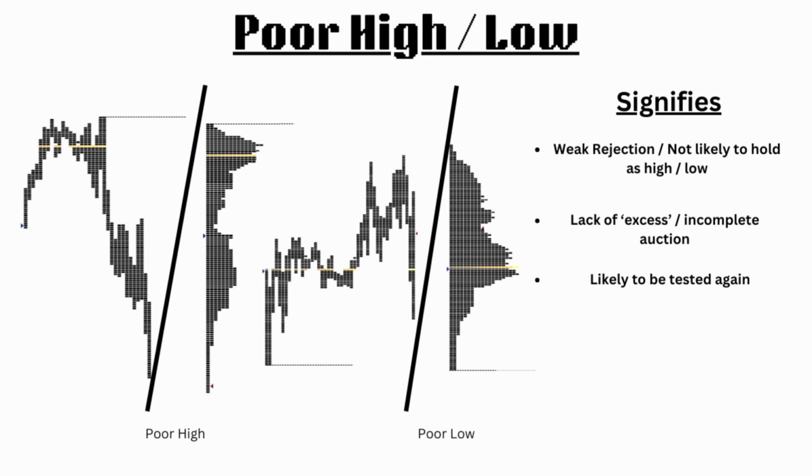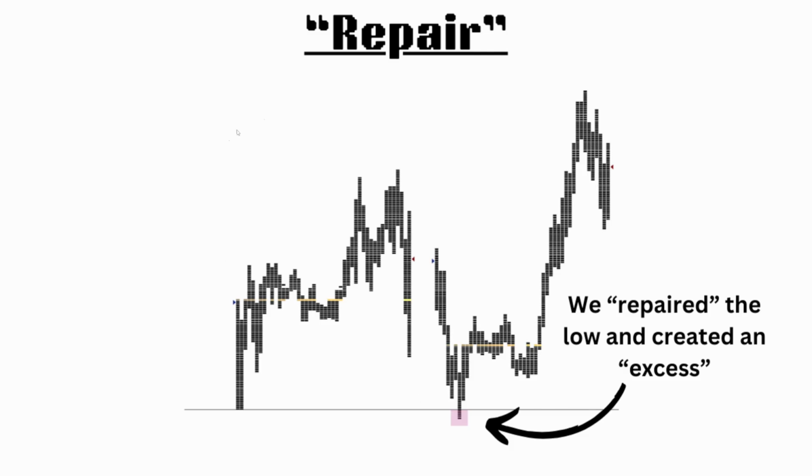We look at these as areas to be tested again, whether that be a breakout, or we want to have that area be taken out and then see an excess or a buying or selling tail to show us that there is a strong price reaction and buyers or sellers are not willing to let price go lower or higher. So this would be an example.